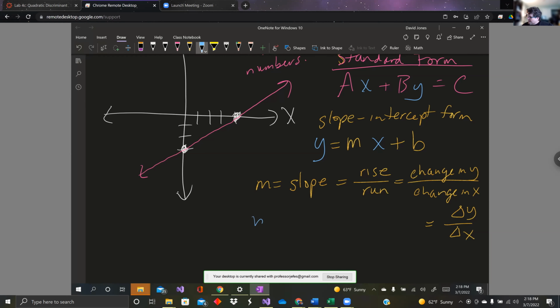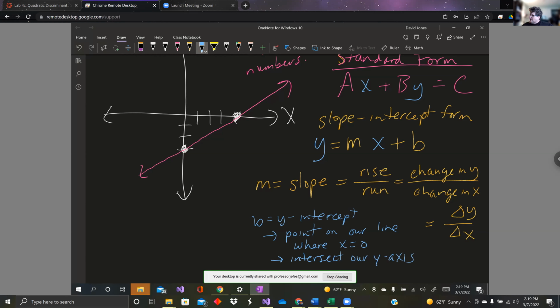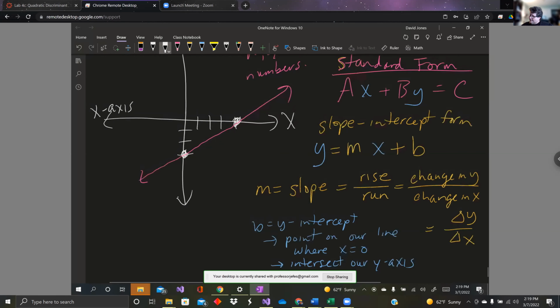b is my y-intercept. This is where the point on the line where x equals 0. And that means it's where it intersects the vertical white line, or intersects our y-axis. So the horizontal line is called the x-axis. And the vertical line is called the y-axis.